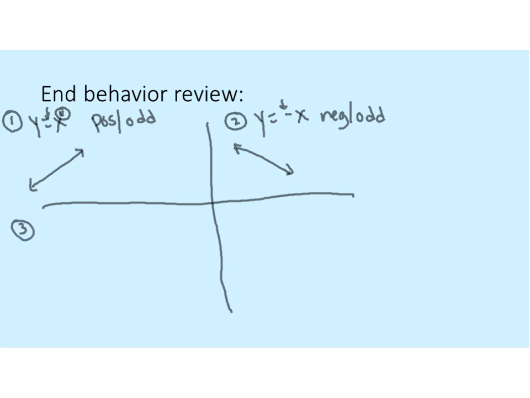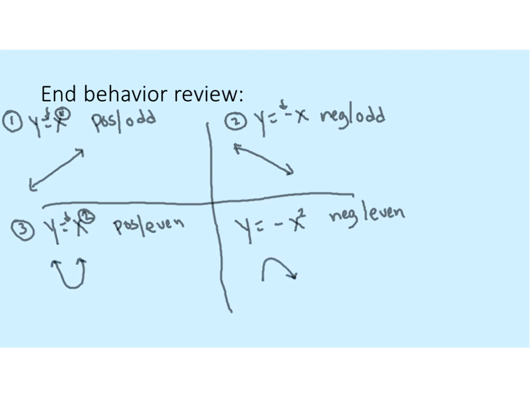And then the third case I want to talk about, and you should be very familiar with these functions, we call them parent functions, is y equals x squared. So here we have positive even. I do want you to be writing this down, positive even. Then, I bet you can all guess, it's negative x squared, which is a negative even. So a positive even looks like this, and a negative even is a quadratic or parabola going down.